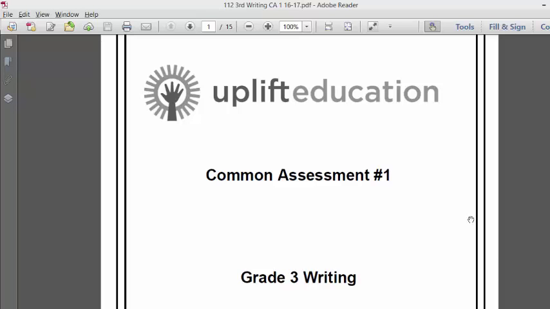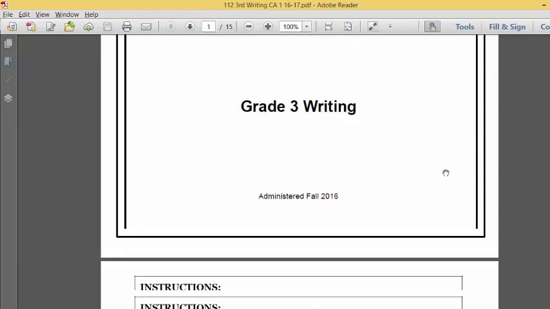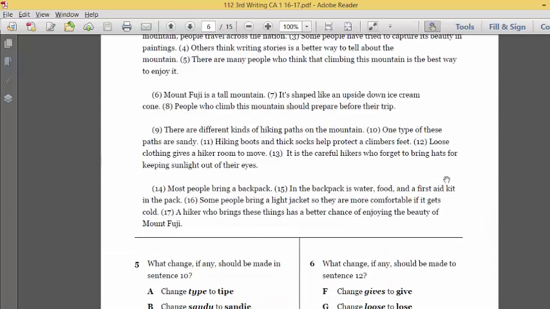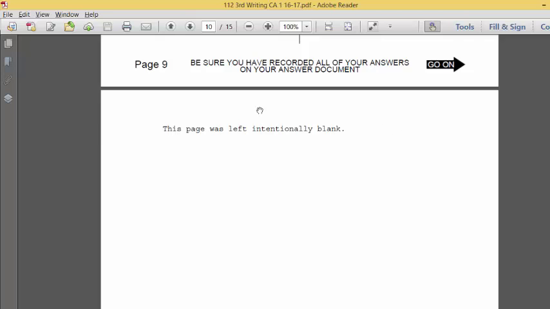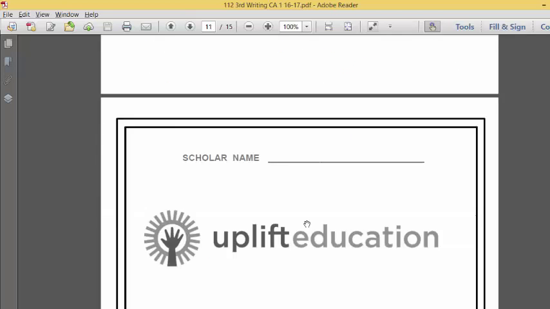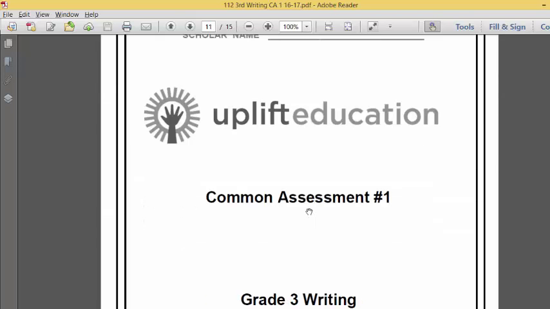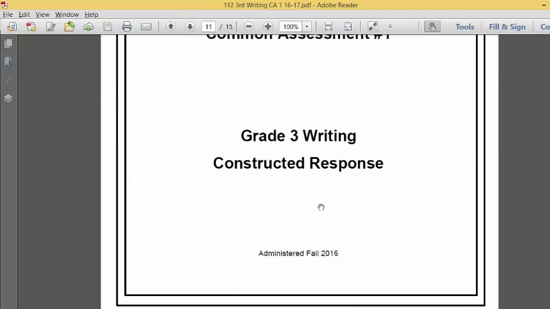So when you look at CA1, it should look something like this in the front cover. You'll have to scroll all the way to the back. You'll see that I have left a page intentionally blank for you right here. That is so you can easily tear off the constructed response and to make it easier to grade.